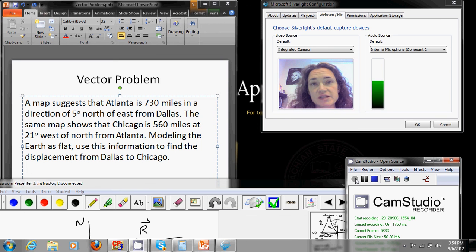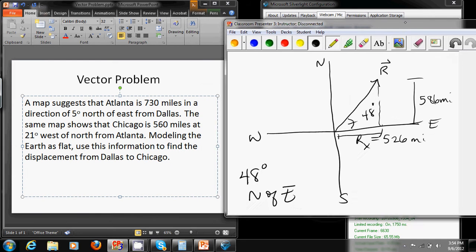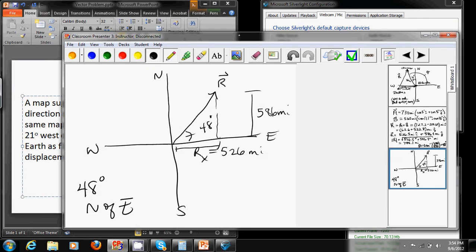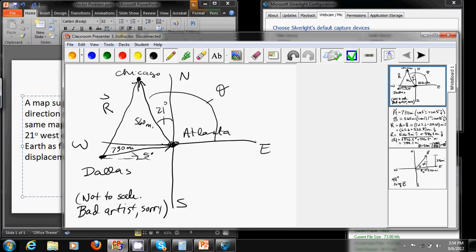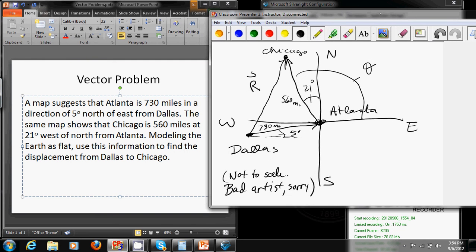Okay, so let's break this down into doable parts. The first step for these vector problems is always to draw yourself a picture. So I've done that here. I put Atlanta at the center of the coordinate system because both of the other towns were given distances from Atlanta. North of east means you start east and you swing north by 5 degrees. 5 degrees is a very shallow angle. So this is 5 degrees north of east right here, 730 miles.